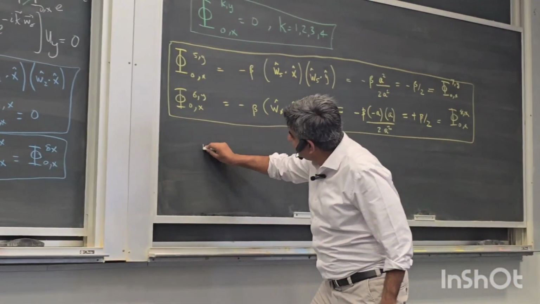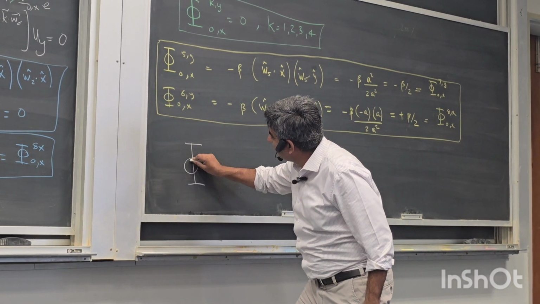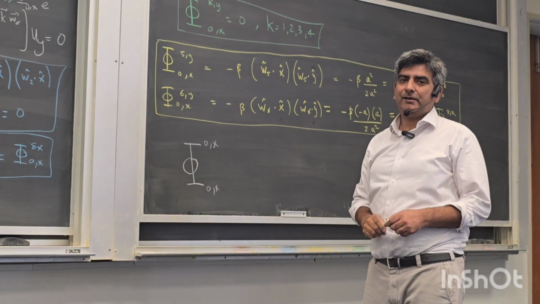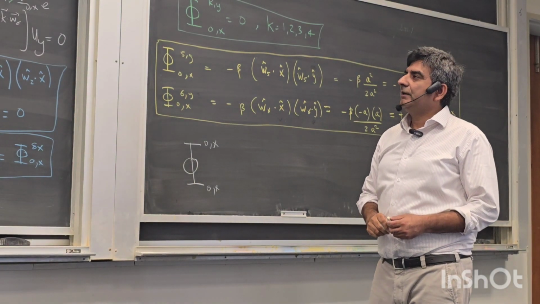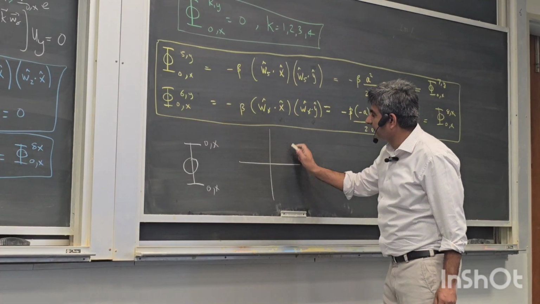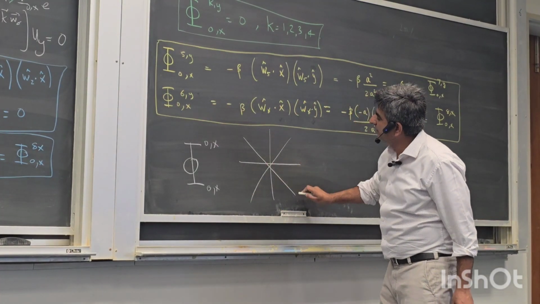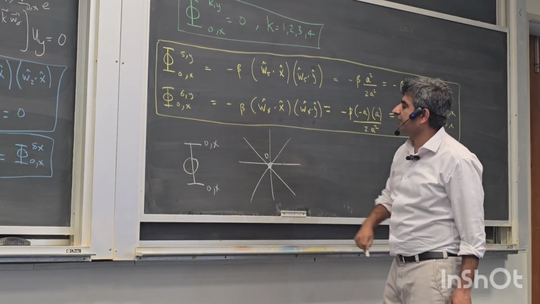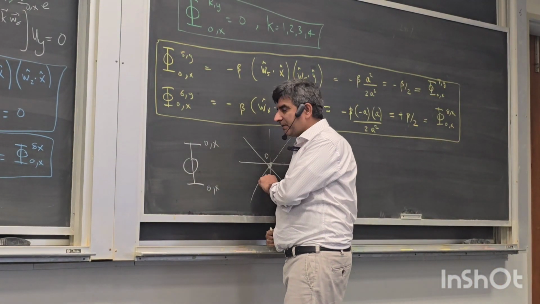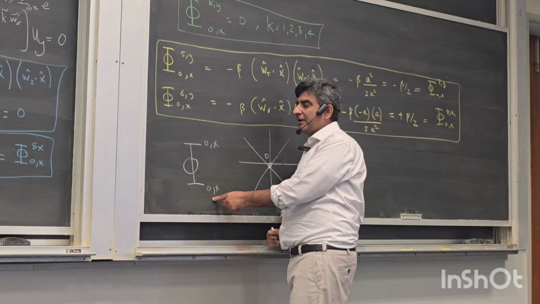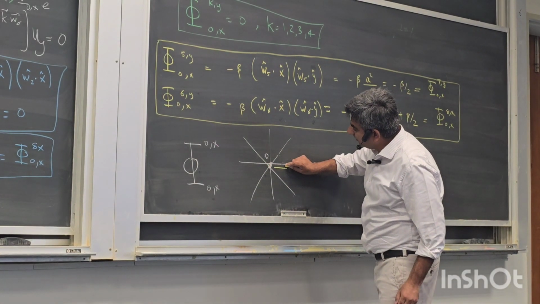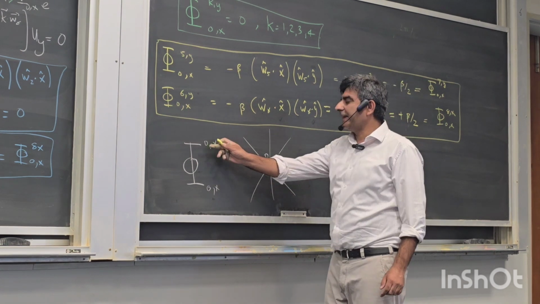First of all, let's see what this term means, phi 0x 0x. Now let me draw my network of atoms once again. So this is my network of atoms. This is atom number 0. Now this term really means what is the force on atom number 0 along the x direction when this atom itself has moved in the x direction.